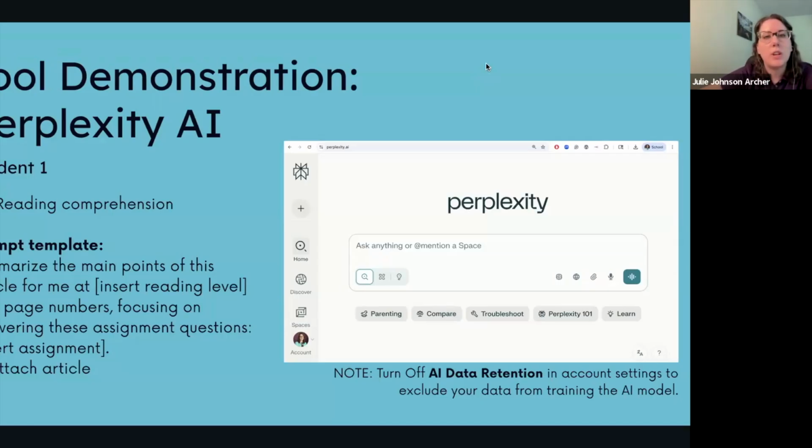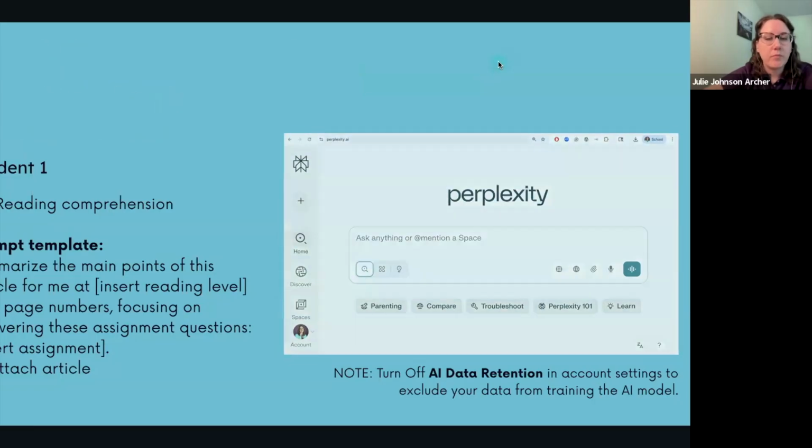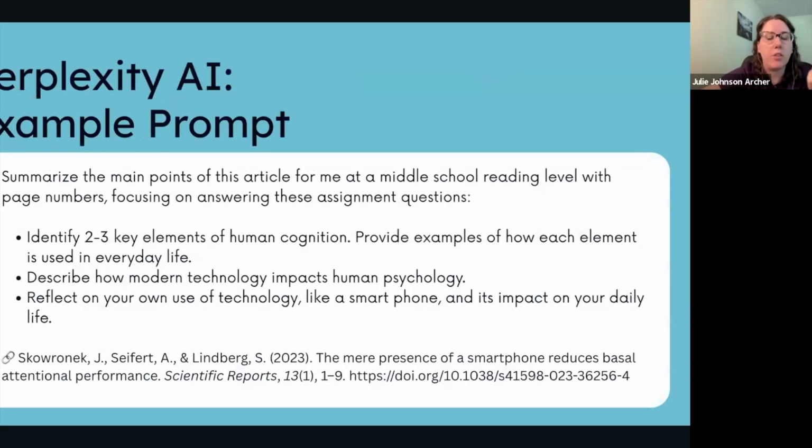In order to help Jordan avoid spending way too much time with an article that may or may not even be useful for his assignment, Perplexity could be a helpful tool to summarize the article first. So here's the prompt we used. You can go to the next slide. We provided a template on the previous slide, which you can access. And then this is what we actually typed in to Perplexity.